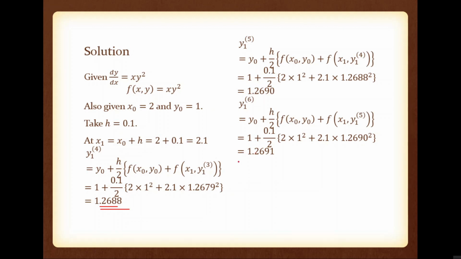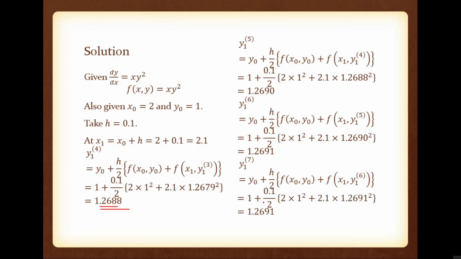So what about y1 of 7? y1 of 7 is equal to y0 plus h by 2 into f of x0 comma y0 plus f of x1 comma y1 of 6, that is equal to 1.2691. So here it is converged, right? These two values are equal. So y1 of 7 and y1 of 6 are equal, so we can write y1 is equal to 1.2691.